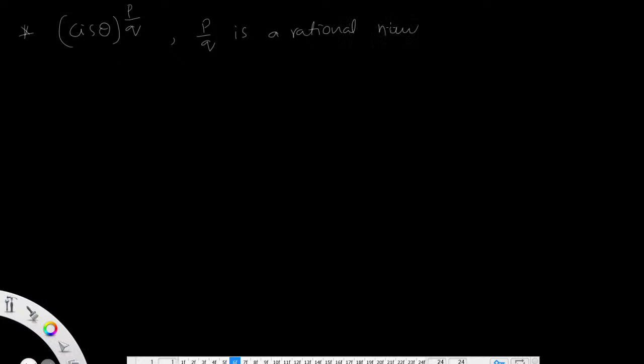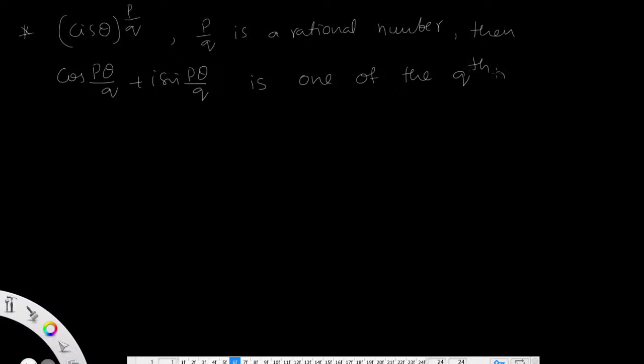P by Q is a rational number. Then cos of P theta by Q plus i sin P theta by Q is one of the qth roots. It represents q roots. Why? Because it is in the form of 1 by q. If it is 1 by 2, it means square roots. If it is 1 by 3, it means cube roots. It is in the form of p by q, whereas q roots means it represents q values.